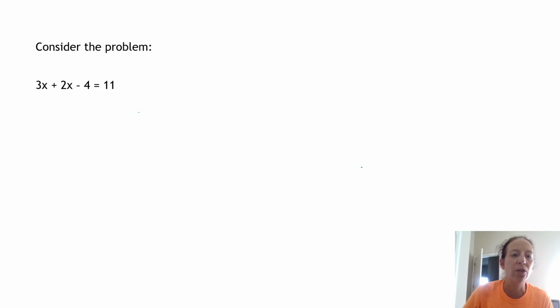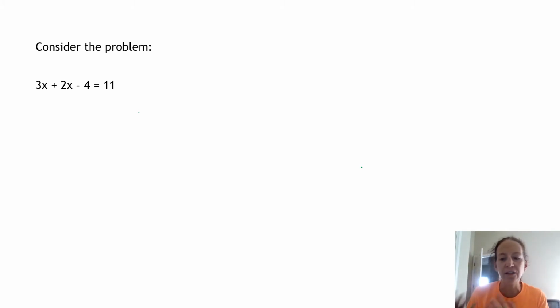So consider the problem 3x + 2x - 4 = 11. And so I would, at this point, explain that the first thing I would do is simplify the left side and the right side. A lot of students want to add the 4 to both sides, which isn't technically wrong, but it can make things messy. So I usually encourage my students to simplify everything first.